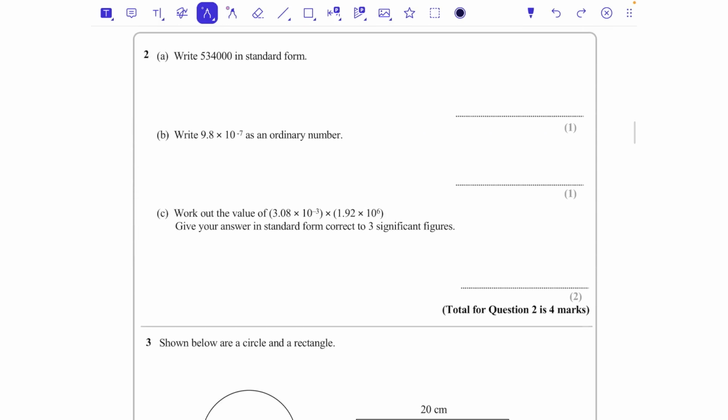Question number 2, standard form. Write 534,000 in standard form. So for standard form, we need a number between 1 and 10. So the digits here that we need would be 5.34. And then we're going to times that by 10 to the power of something.